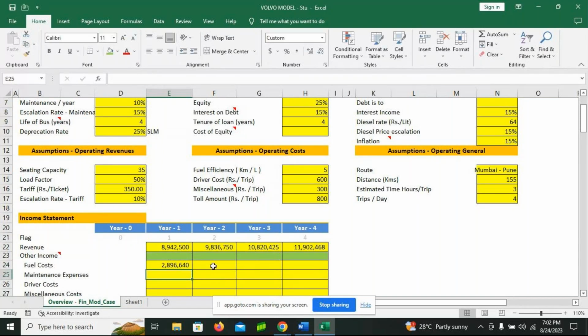So this one, they are telling fuel is going to be escalated, so the diesel price will be escalated. So here, into 1 plus 15%.